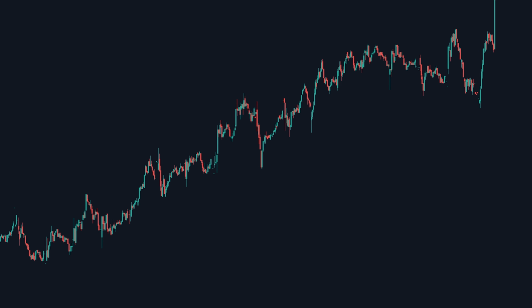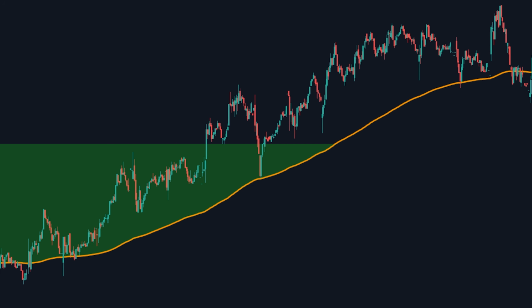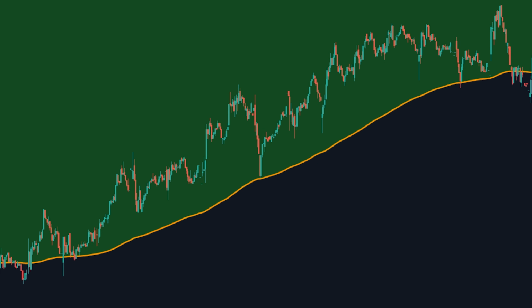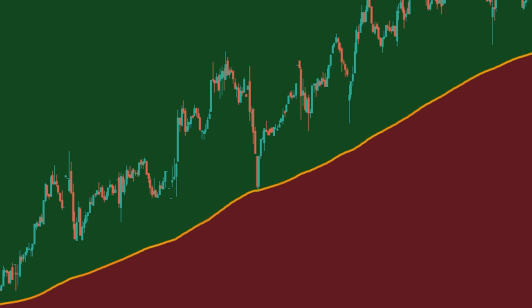The one thing I will say about this is that if you watch my videos before, I normally use a 200 exponential moving average to tell if a market is in an uptrend or a downtrend. If price is above the moving average, it's an uptrend. If it's below, it's a downtrend. So why not just use that in order to tell which way the trend is heading?